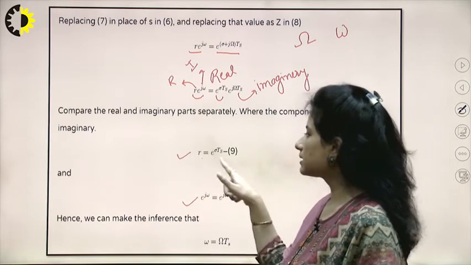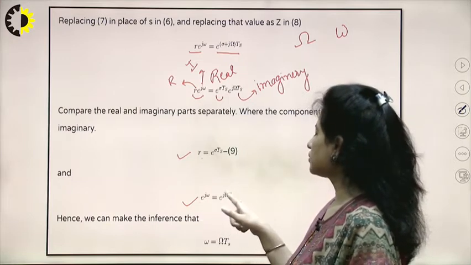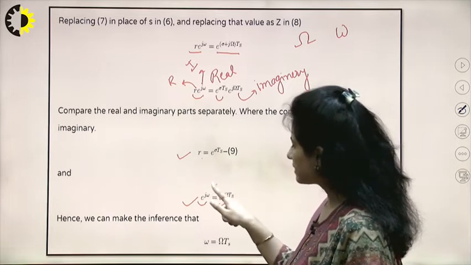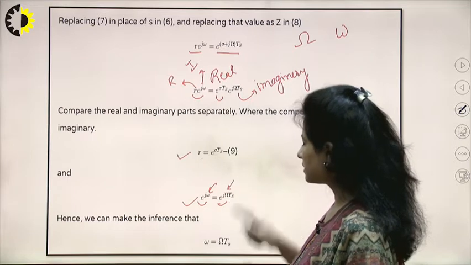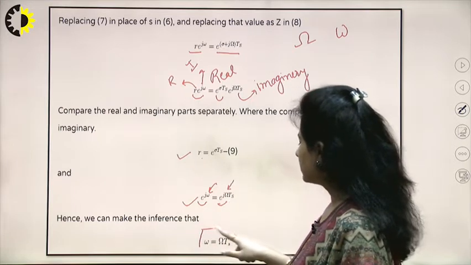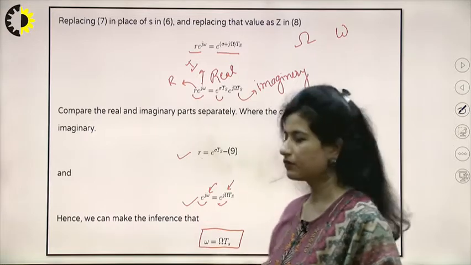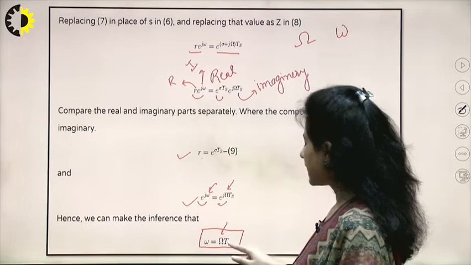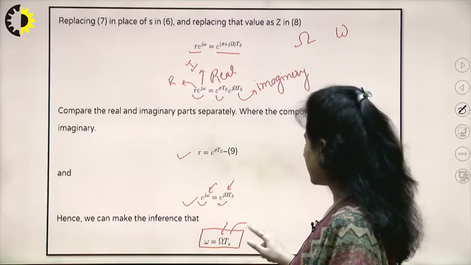So this R is e raised to the power sigma Ts, and e raised to the power j omega is e raised to the power j omega Ts. So from this expression here, I can see this is my digital frequency and this is my analog frequency. So I can conclude that the digital frequency that I am obtaining after Z transformation is equal to the analog frequency, but it has been multiplied by Ts, which is nothing but the sampling time.